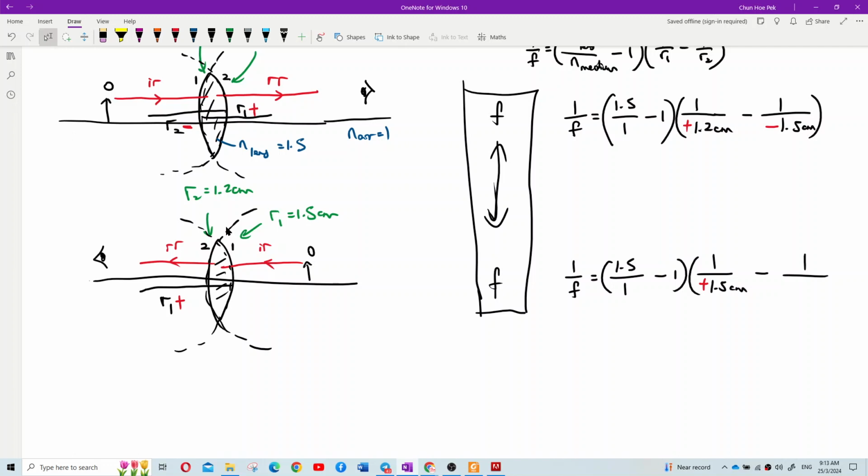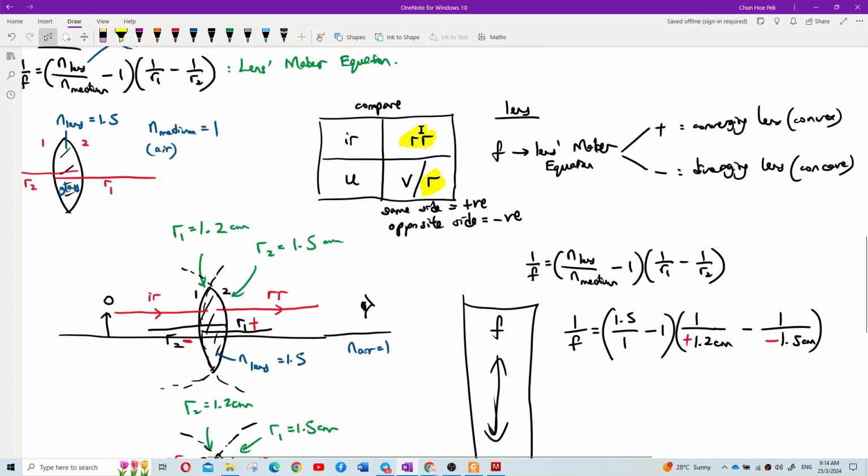So where is my radius 2? This is radius 2. Understand? Compare with the refracted ray. Is it the same side? No, opposite. My radius 2 is at the right hand side, but the refracted ray is at the left hand side. So this is negative. Remember, radius is compared with the refracted ray, not the incident ray. The incident ray is only for the object. Radius is always compared with the refracted ray.